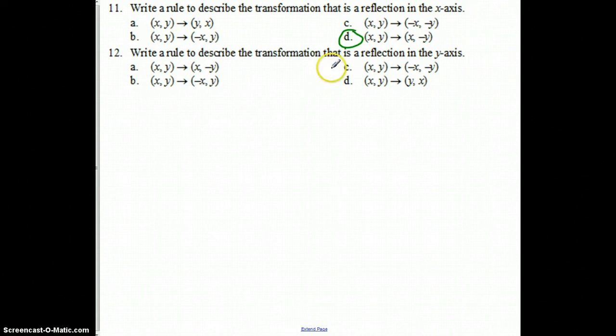Now, this one, write a rule to describe the reflection over the y-axis. So this is one where y stays the same and x is the opposite, which means it's going to be B. So as long as you have your list of rules, those should be pretty straightforward to do.